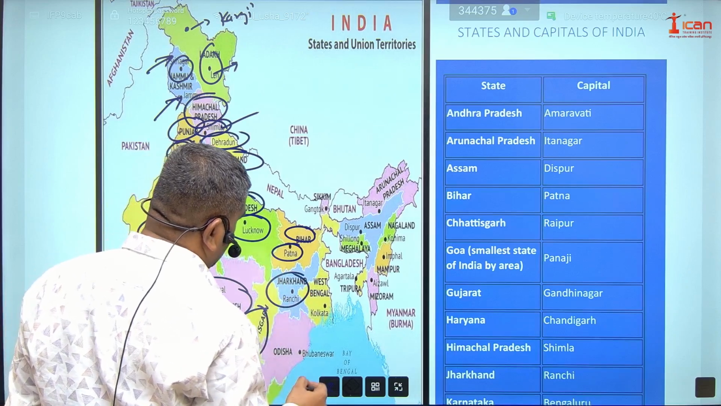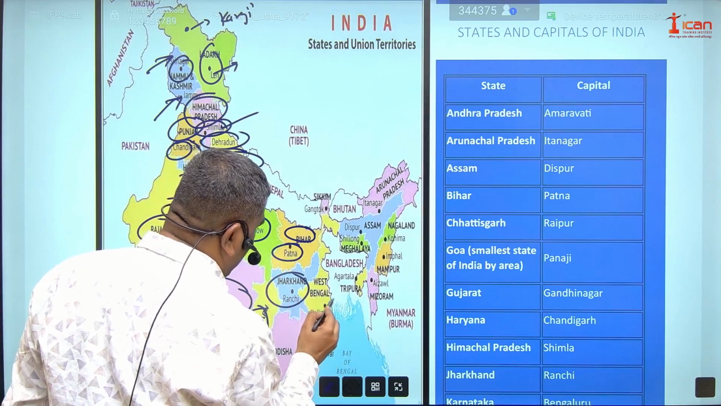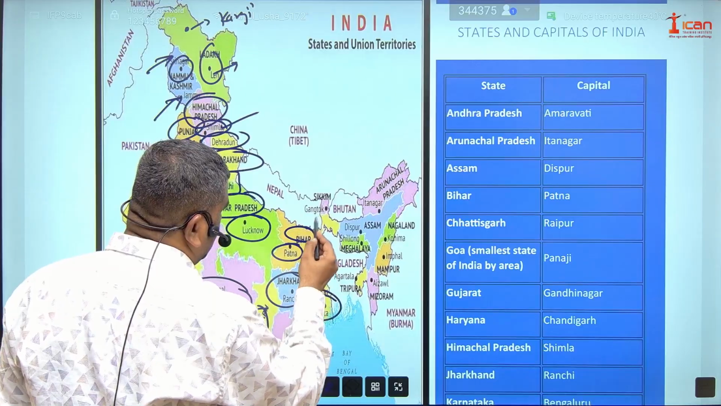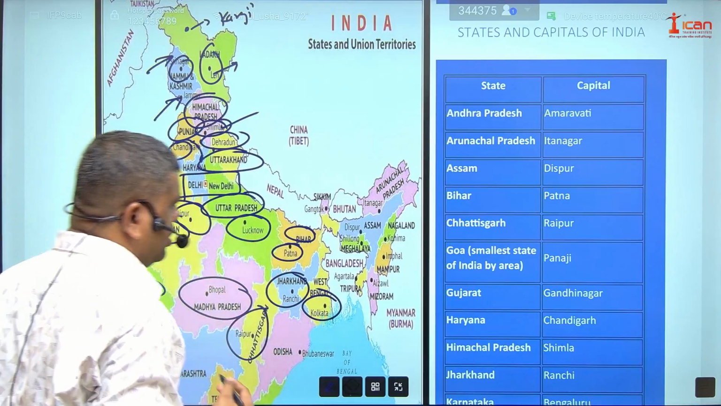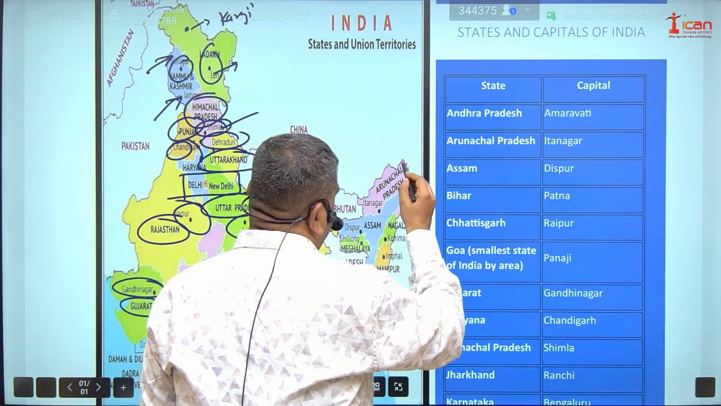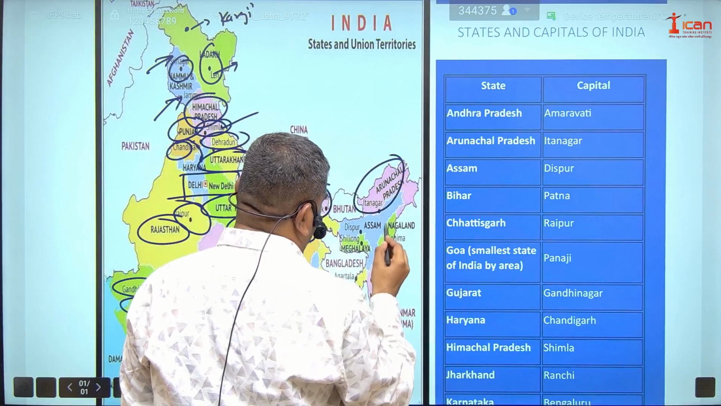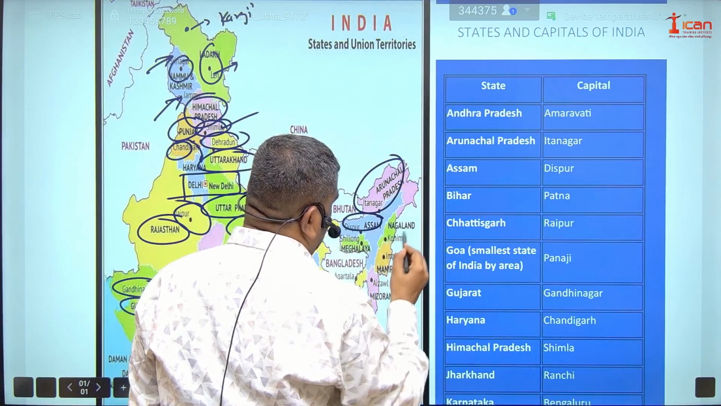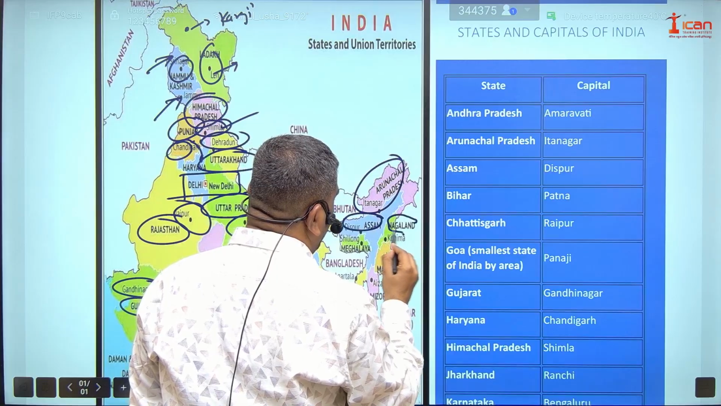Jharkhand has Ranchi. West Bengal to the east has Kolkata as the capital, an iconic city. Now let us go to the Seven Sisters. We have Sikkim, Gangtok as the capital. Arunachal Pradesh, which has Itanagar as the capital. Assam has Dispur. Then Nagaland has Kohima as the capital.